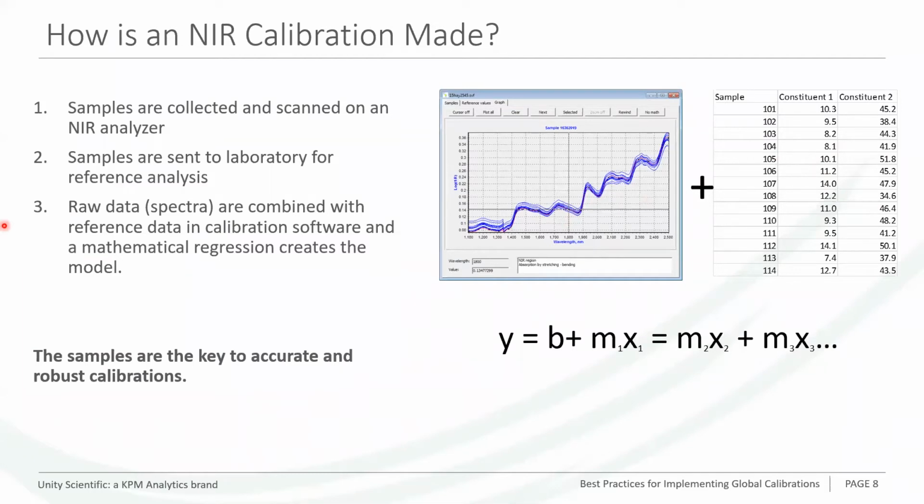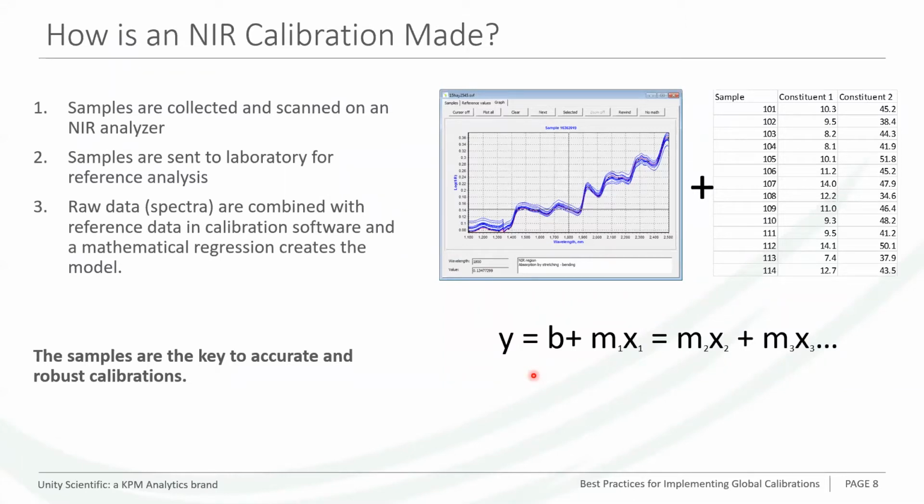The calibration software uses mathematical regressions to create that relationship, that model. It's a big fancy linear equation, but it's really just y equals mx plus b with many coefficients. And we can use this model and apply it to raw data and get our y, or our constituent of interest. So the samples are really the key to accurate and robust calibrations. It's making sure that we've got all of the sample variation that we expect to see in the spectra. We make the relationship, and then we're going to have a robust model.